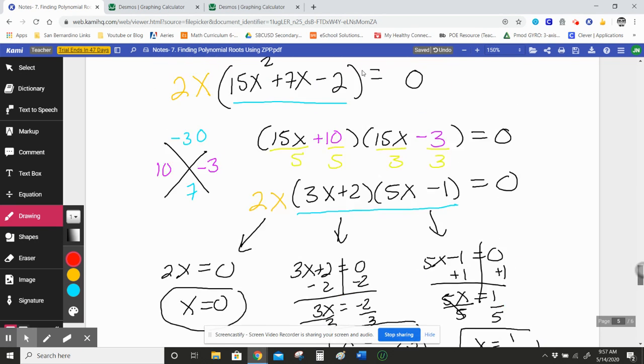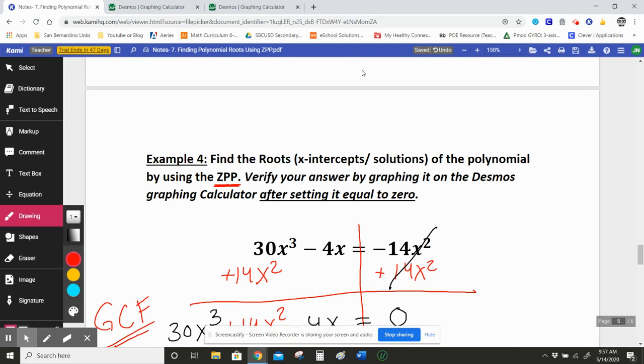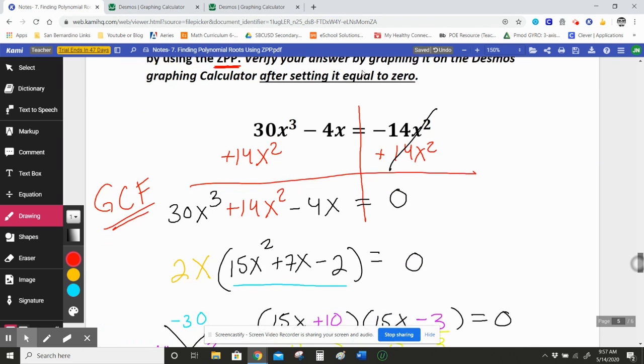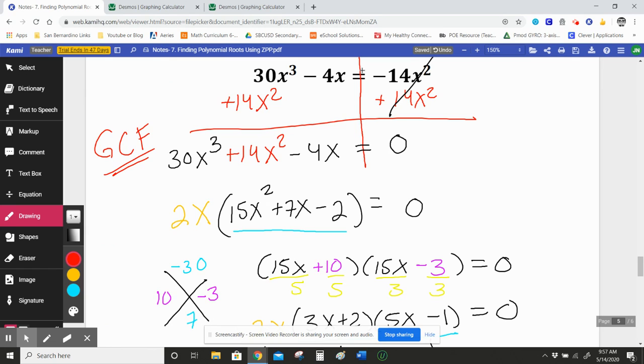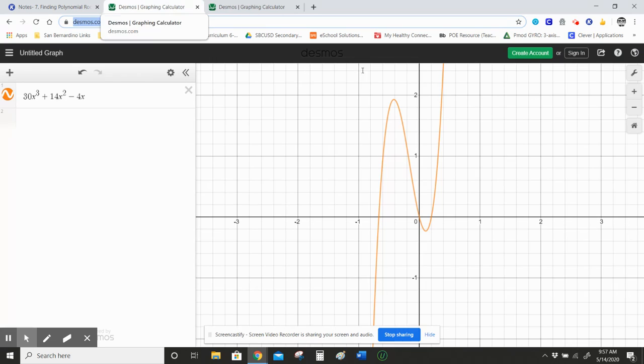my original problem was this, right? This nonsense, but I'm not going to put the beginning of it. I'm actually going to put this part that I set equal to 0. So this is the part that I'm going to put into Desmos to check my work, because I have to put the part that is set equal to 0. When I type that into Desmos, 30x squared plus 14x squared minus 4x, this is the graph that I get.